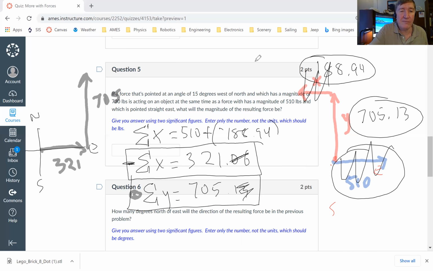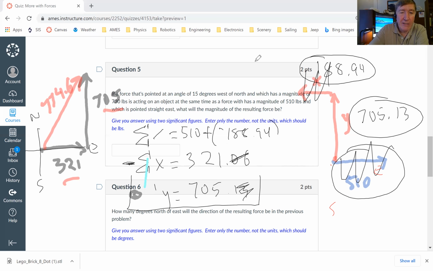So my final answer is the vector that starts where they started, ends where they ended, and doesn't care what happened in between. Okay, so all I have to do is just Pythagorize these two guys, and that'll be my answer. So 321 squared plus 705 squared. Take the square root of that. And so I get 775. Actually, 774.6 is the better way to write it. Because remember, if we round off too soon, you get yourself in trouble. Okay, so let me clear some space here.